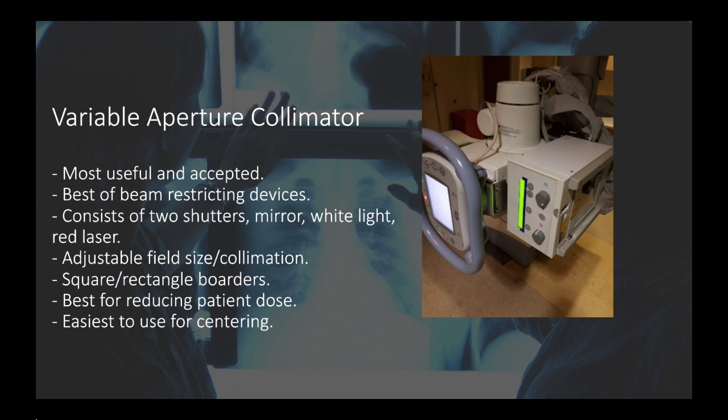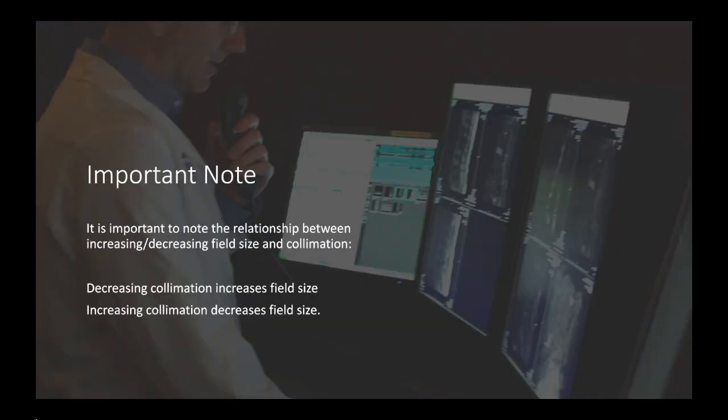Collimators are equipped with a white light, mirror, and a red laser to display where the primary beam is projected, and also to indicate centering point to ensure accurate positioning of the beam. It's important to note the relationship between increasing or decreasing field size and collimation.